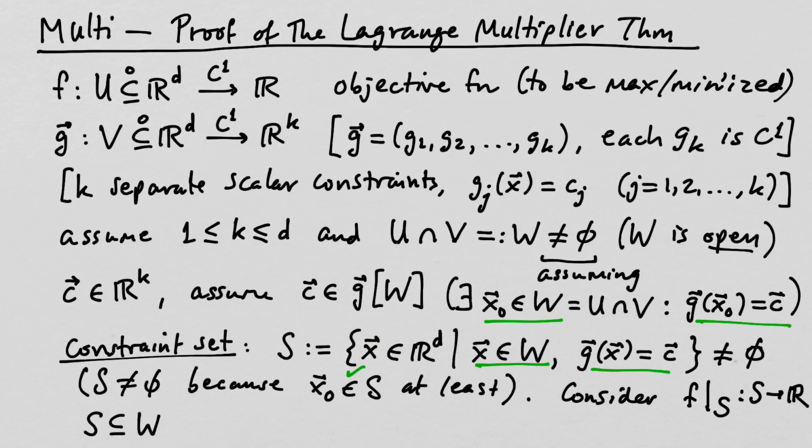Okay, and W is contained fully within U, because W is the intersection. In fact, let me just write that explicitly. The intersection of U and V is contained within U. Okay, and U, of course, is the domain of the function f. So, in other words, S is within the domain of the original function, and therefore it makes sense to restrict the function f to that subset of the domain.